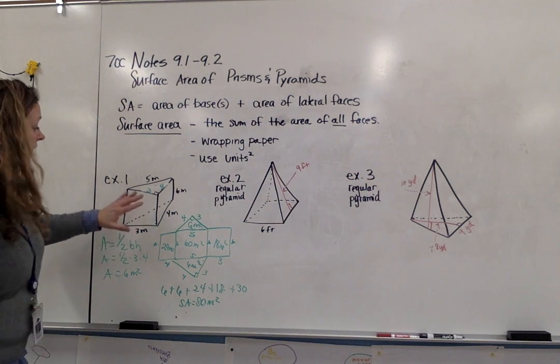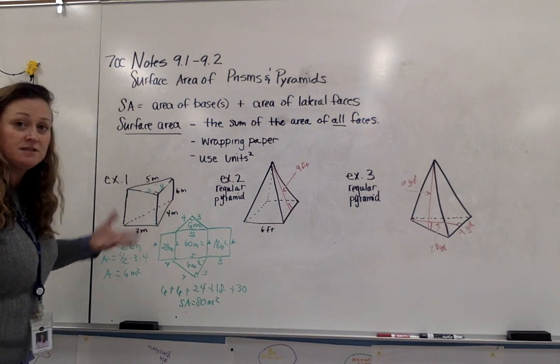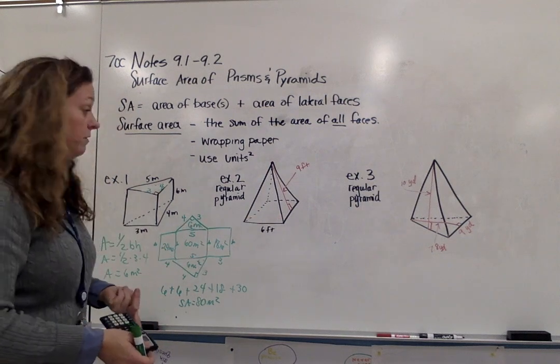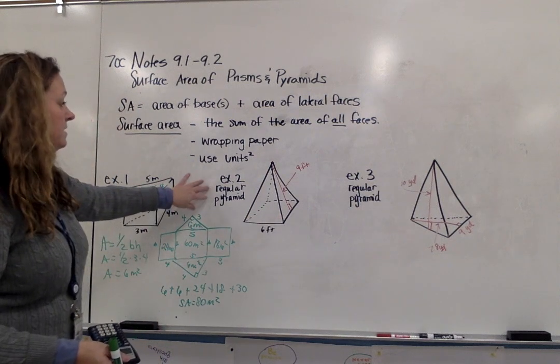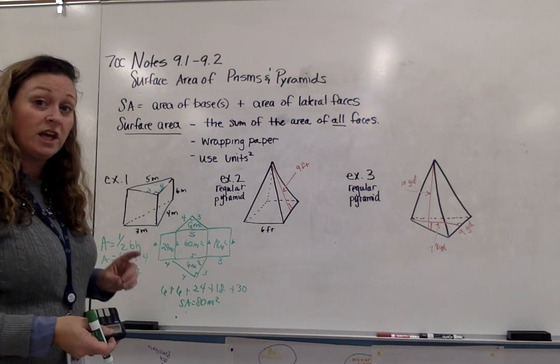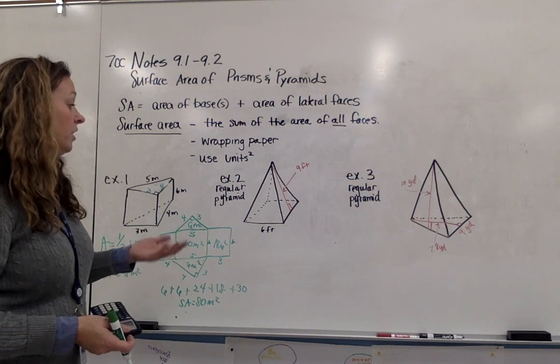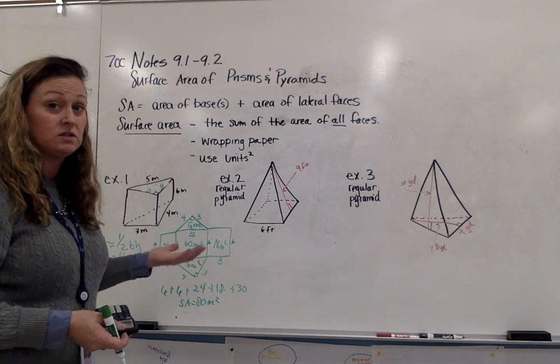So to recap, I've gone ahead and found the area of each of the faces, and I've added them together. I'm going to follow that procedure for examples 2 and 3. In examples 2 and 3, it's indicated that it's a regular pyramid. That means the base is regular. Therefore, if one side is 6, all the sides are 6.